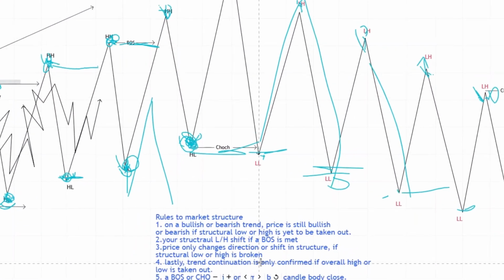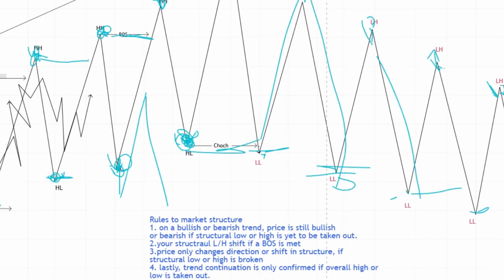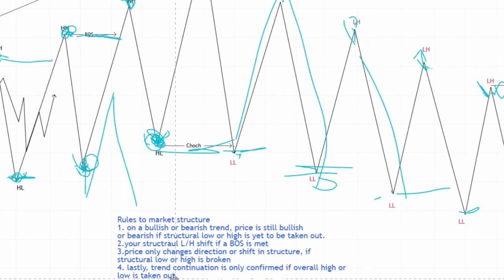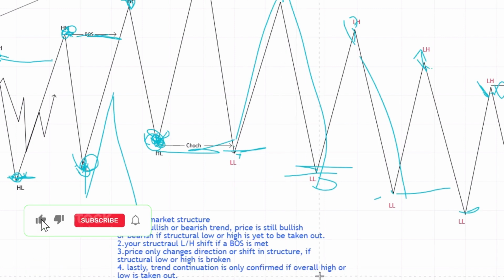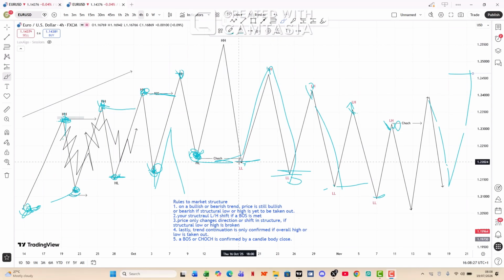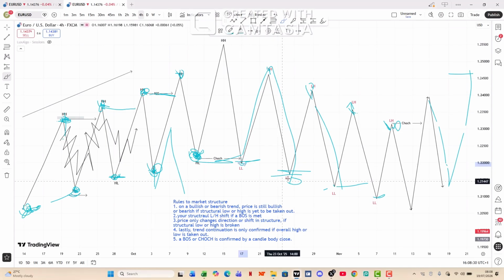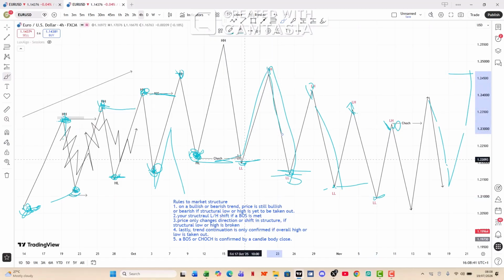Trend continuation is only confirmed if the overall high or low is taken out. Right, I'll go to it again. Trend continuation is only confirmed if the overall high or low is taken out. So in the bearish market, this is your overall low, this is your overall low, and this is your overall low. So a continuation in trend is only confirmed if this low is taken out. All right. So once you get a pullback, if price hasn't taken out this low, your trend is not ready to continue. All right, price is not ready to continue its bearish movement.